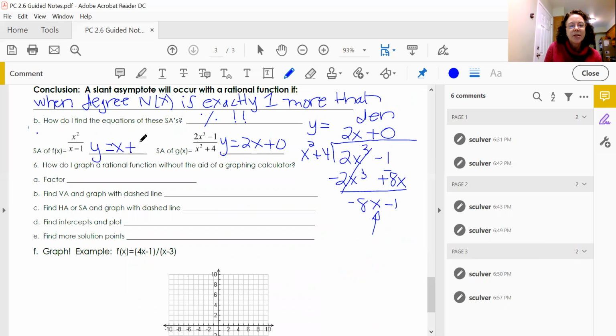I'm sorry this has been such a long video. I'm sure you may want to divide it into a couple pieces, and we do have one piece left and then we're done. Number 6, how do I graph a rational function without the aid of the calculator?